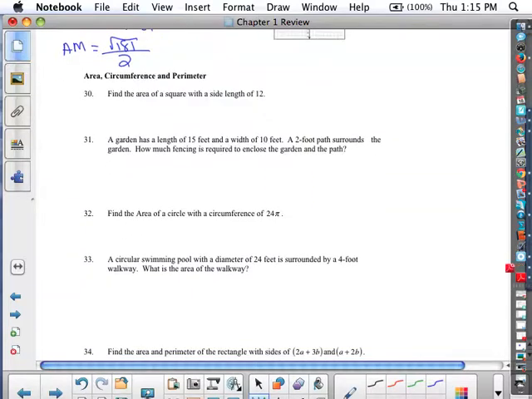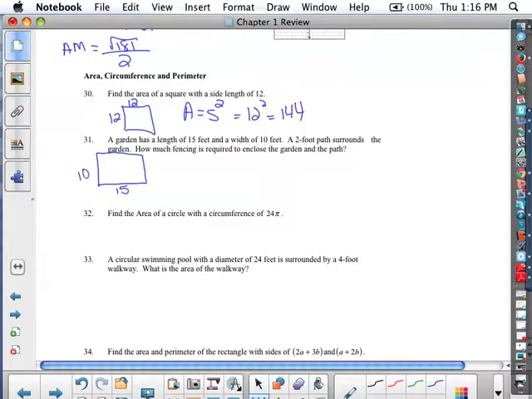Number 30, find the area of a square with side lengths of 12. It's a square, so the area is equal to side squared. 12 squared is 144.